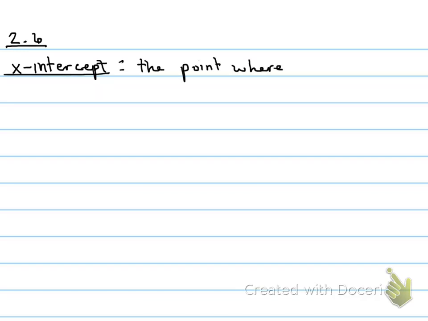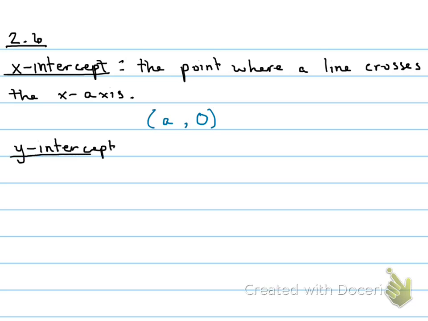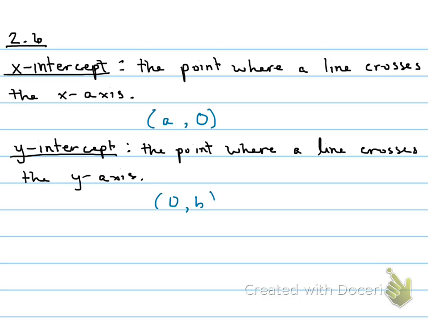And then just a couple of definitions for us. Your x-intercept is the point where a line crosses the x-axis, and that's always going to be written as a comma 0. So a number and then 0 for your y part of that ordered pair. And then your y-intercept is the point where a line crosses the y-axis, and that's always going to be 0 comma b, where b is just whatever number it happens to be.